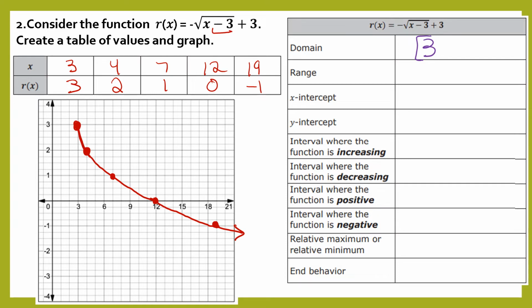After 3, does my graph ever stop? Nope. So what should I put next? What are my x's doing? Yeah, they're going to get bigger forever. So on the right side, those x's get bigger and bigger. So we go to positive infinity. And we always put our parentheses around our positive infinity.